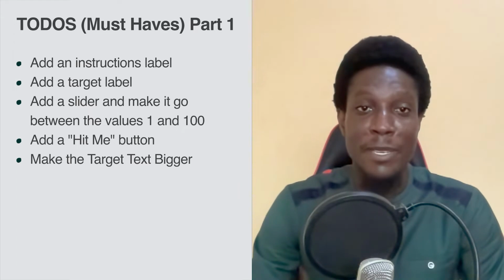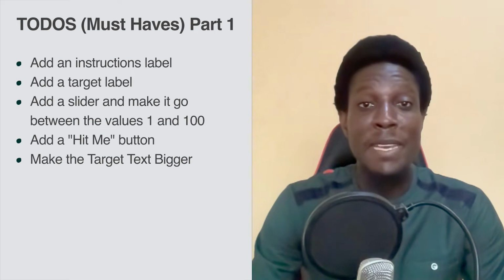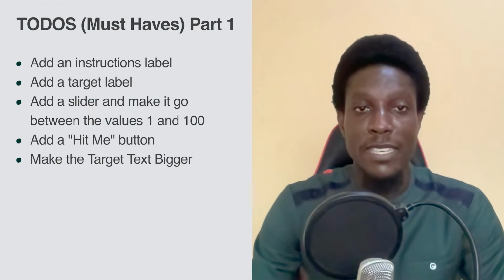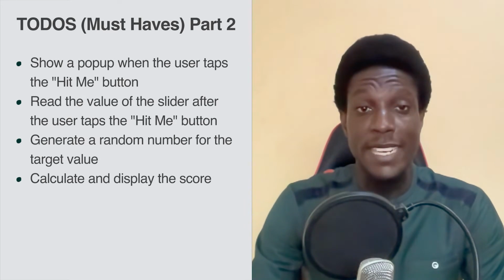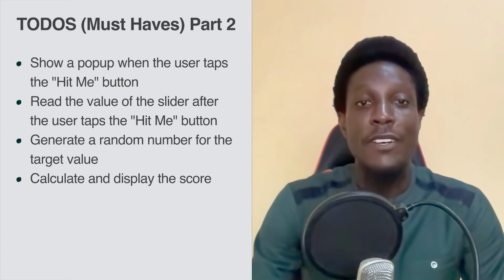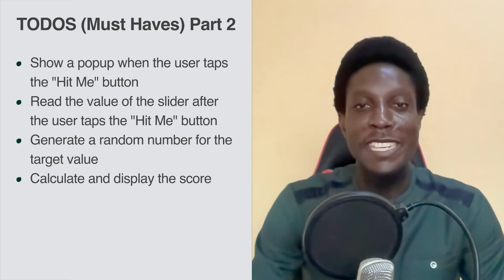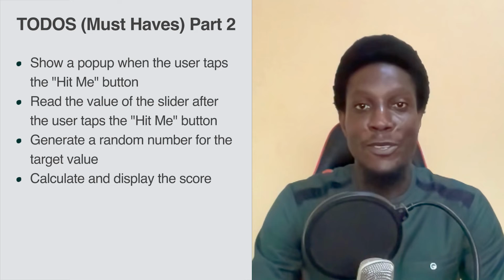Add an instruction label, add a target label, add a slider and make it go between the values 1 and 100, add a hit me button, make the target text bigger. Next, show a pop-up when the player taps the hit me button, read the value of the slider after the player taps the hit me button, generate a random number for the target value, and calculate and display the score.